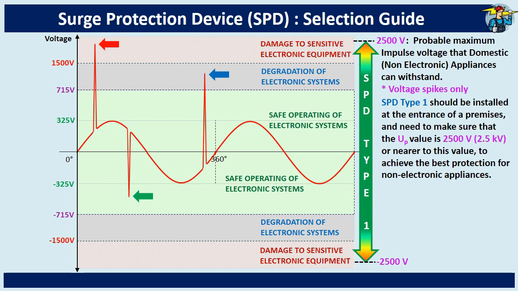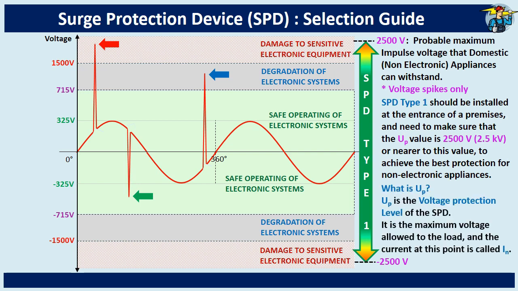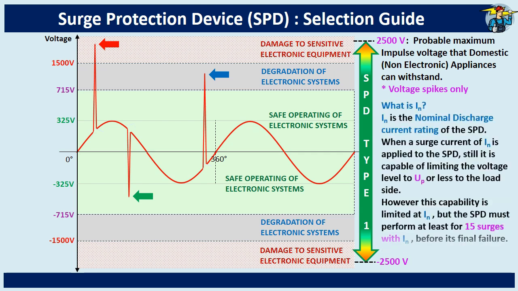So, what is UP? UP is the voltage protection level of the SPD. It is the maximum voltage allowed to the load, and the current at this point is called IN. What is IN? IN is the nominal discharge current rating of the SPD. When a surge current of IN is applied to the SPD, it is still capable of limiting the voltage level to UP or less on the load side. However, this capability is limited at IN. But the SPD must perform for at least 15 surges with IN before its ultimate end of life.